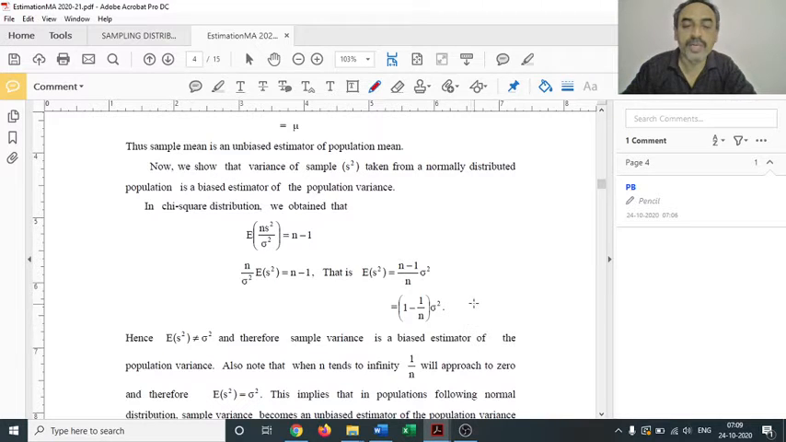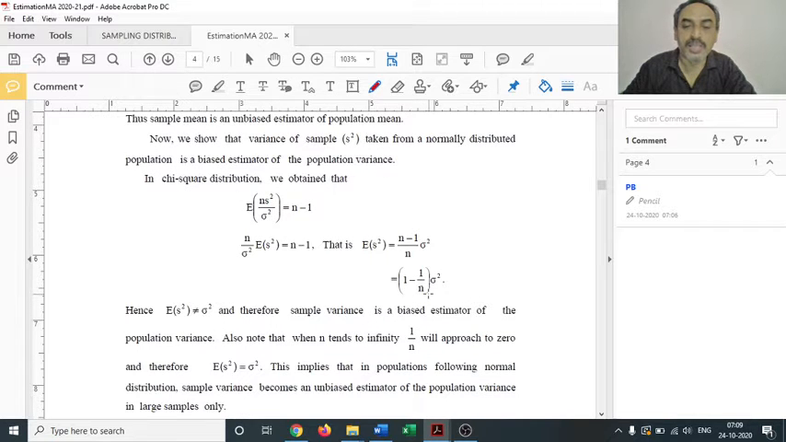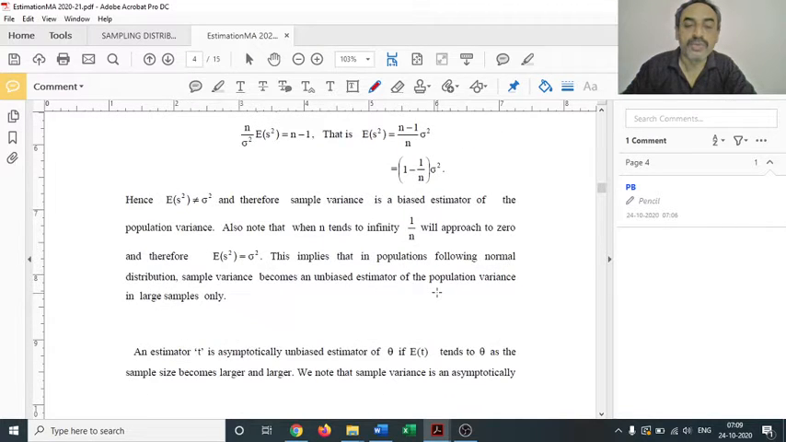But here we can note one more property. Suppose n becomes larger and larger, then 1 by n becomes very small. Or when n tends to infinity, 1 minus 1 by n will certainly be 1. That is, E of S square will approach sigma square when n tends to infinity. This is known as asymptotically unbiased. Therefore, E of S square is not sigma square, but E of S square tends to sigma square when n is large. So S square is a biased estimator of population variance, but it is asymptotically unbiased.